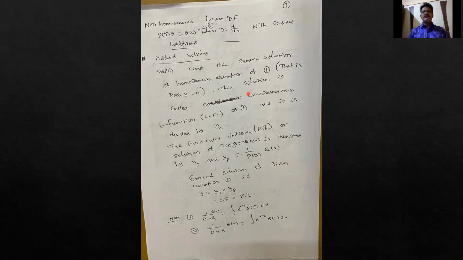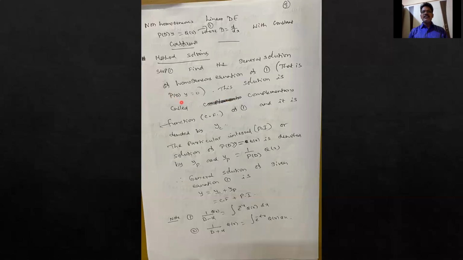First, find the solution of this equation. This solution is called the complementary function. Simply we write CF. CF means the complementary function of (1), and it is denoted by yc. So how can we find yc? It is the solution of the homogeneous linear equation of (1), that is, the solution of P(D)y = 0. We know how to solve it.